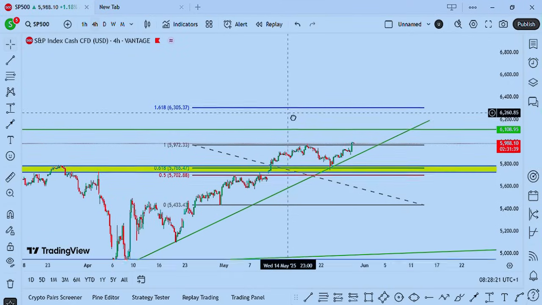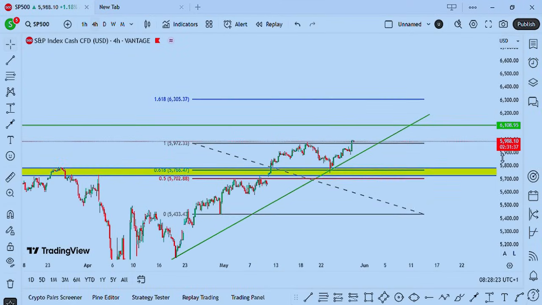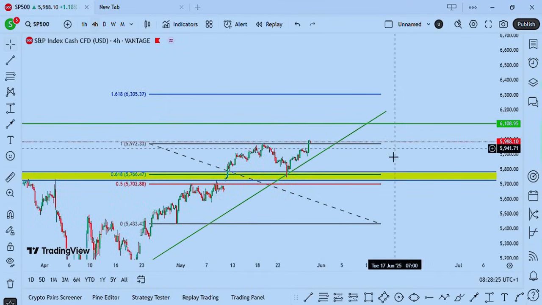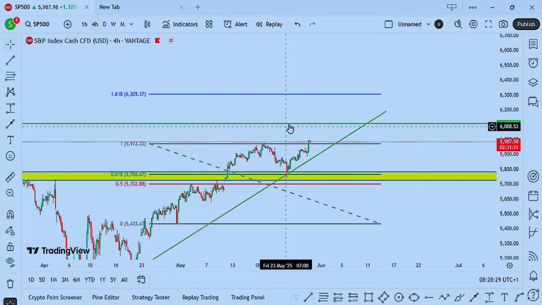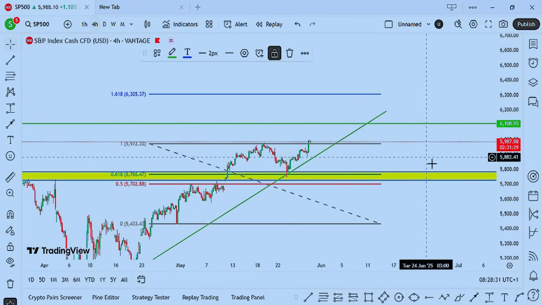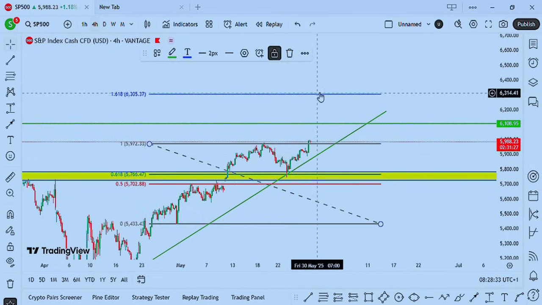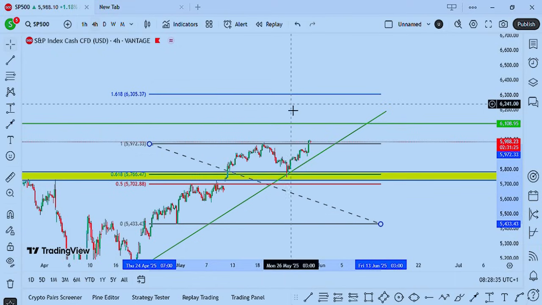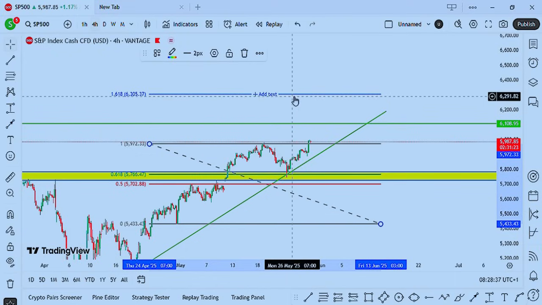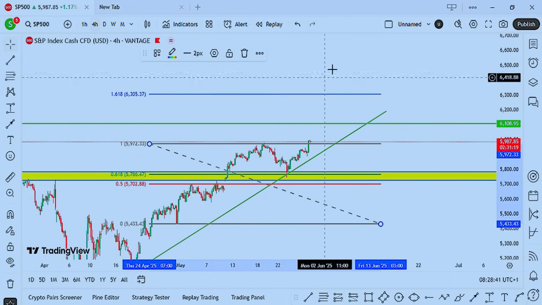But you know how I trade. I always love to move my stop loss once my first take profit is triggered. The first take profit here is this level at $6,100. The second target is at this 4-hour extension level of 6,300.